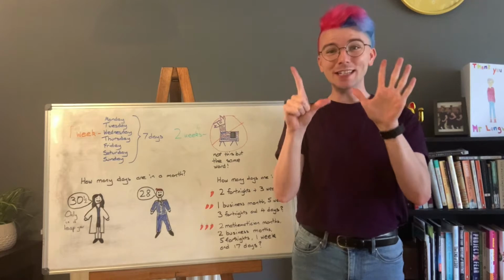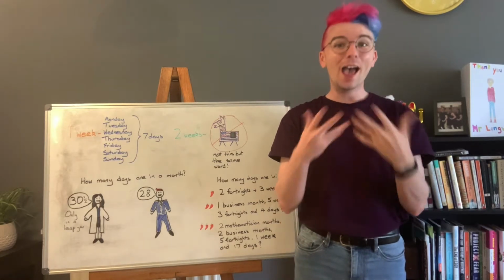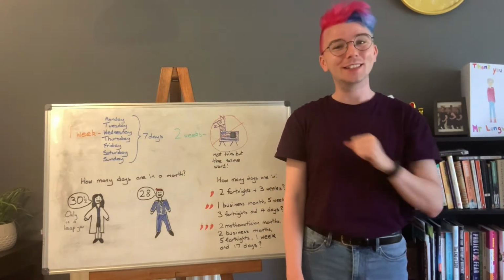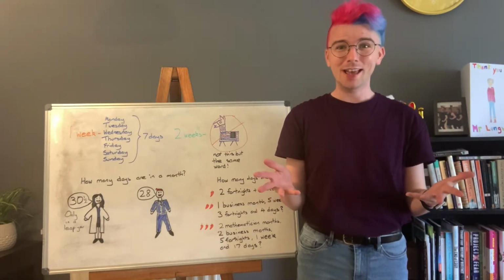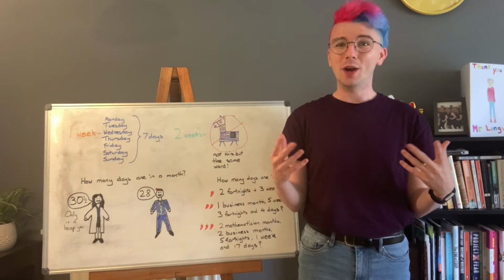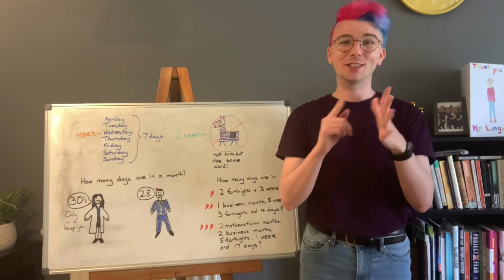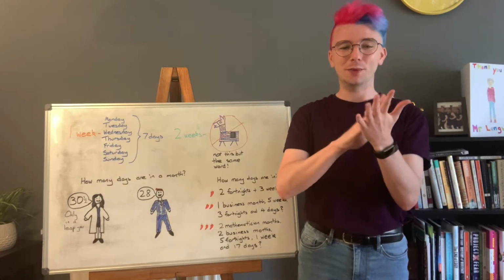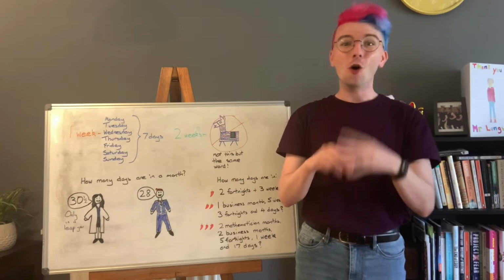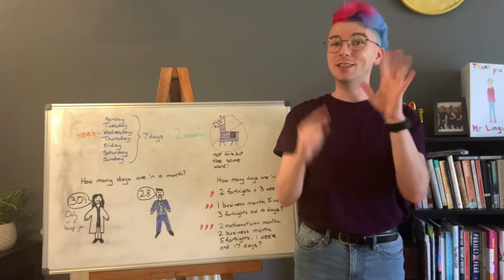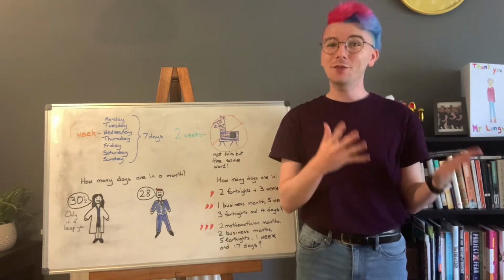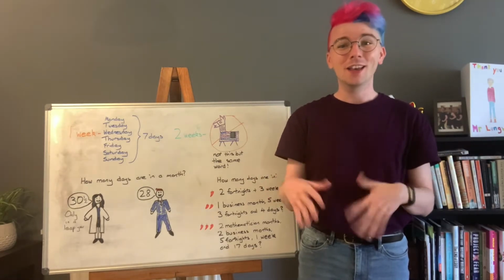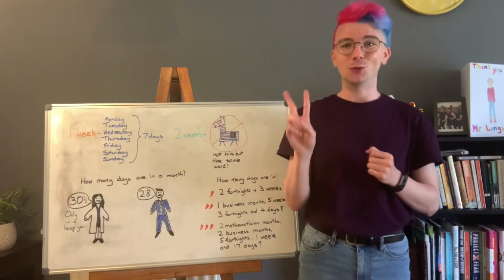If there are 7 days in 1 week, how many days are there in 2 weeks? The answer to that is 14. And regardless of how you got there, whether you did Monday, Tuesday, Wednesday, Thursday, Friday, Saturday, Sunday, Monday, Tuesday, Wednesday, Thursday, Friday, Saturday, Sunday, or you noticed that 7 days in 1 week, so you can do 7 add 7, or if you did 7 multiplied by 2 or double 7, 14 days are in 2 weeks.